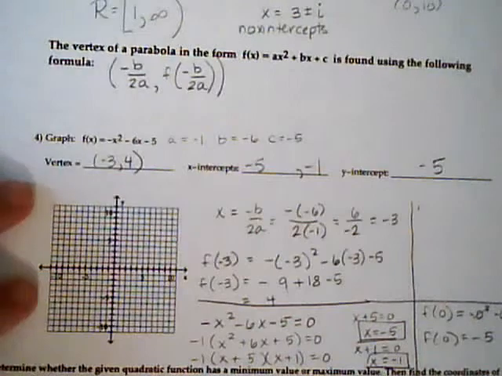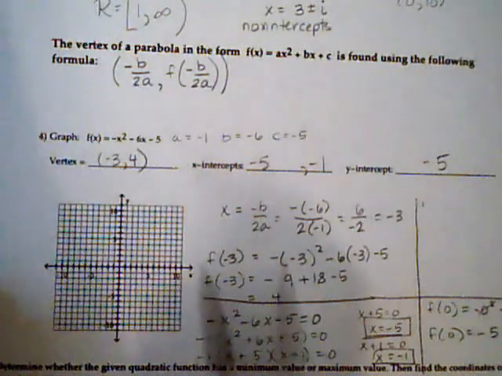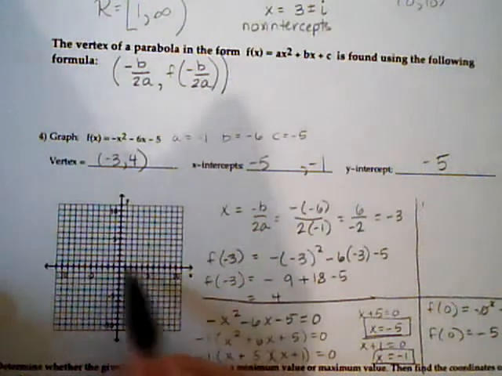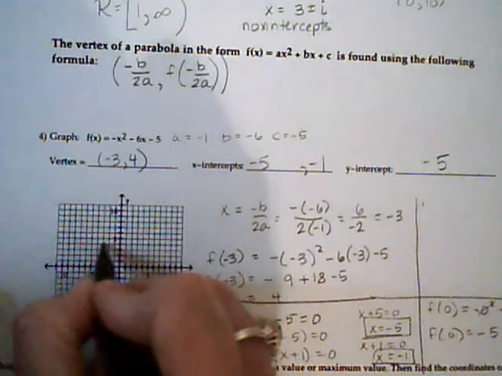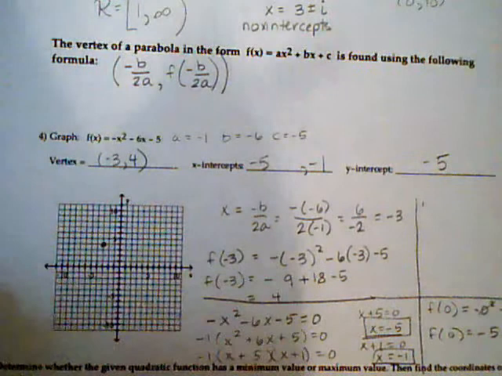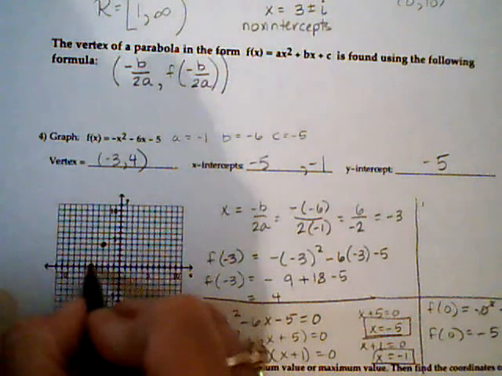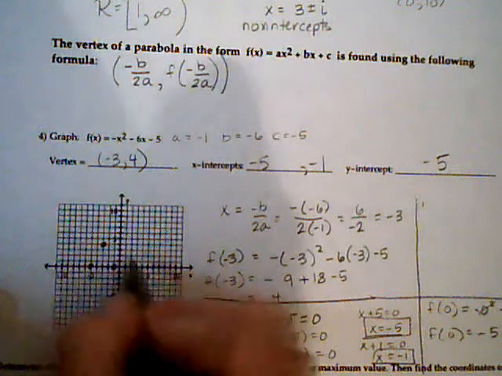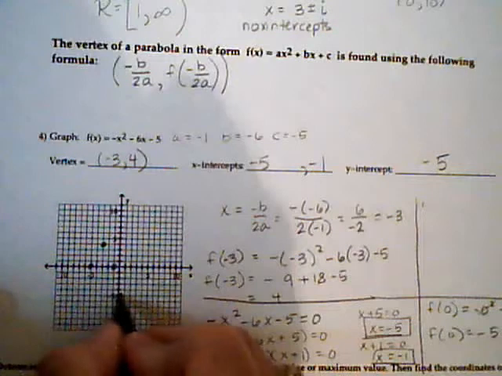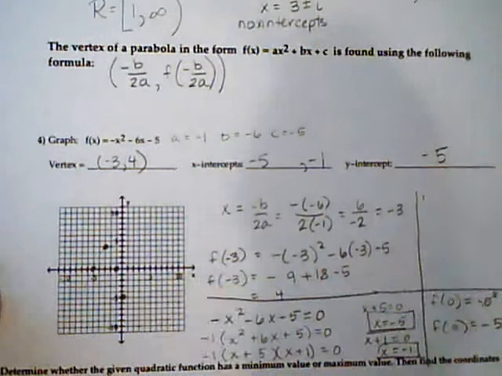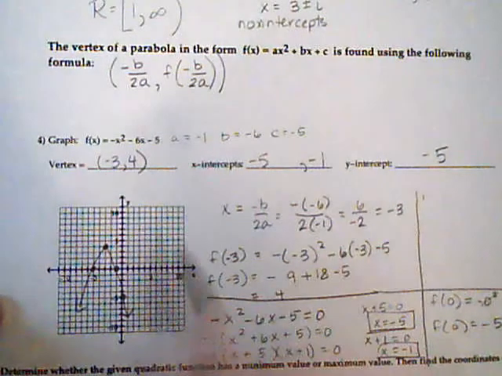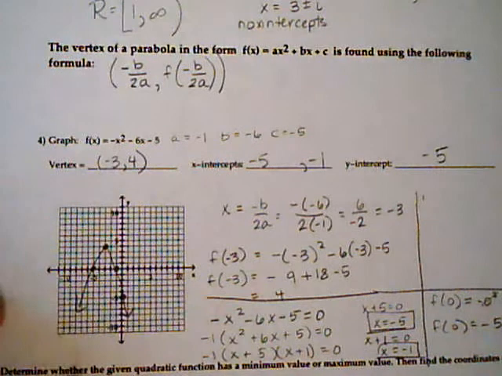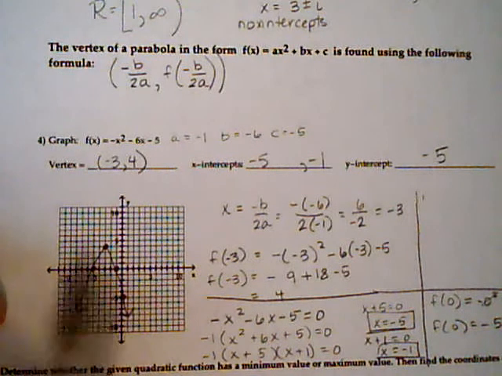Okay, plot those now. Let's start with our vertex: negative 3, positive 4. X-intercepts at negative 5, negative 1. Y-intercept at negative 5. Okay, I know that this parabola is going to open downward because of the leading coefficient being negative in my equation. So this would be the graph of your parabola.